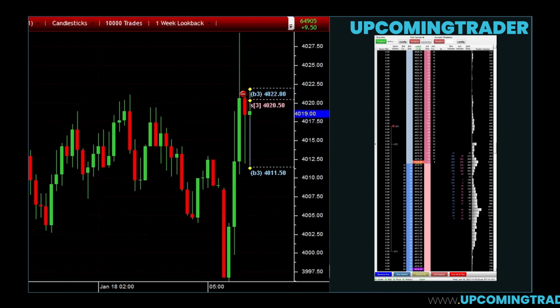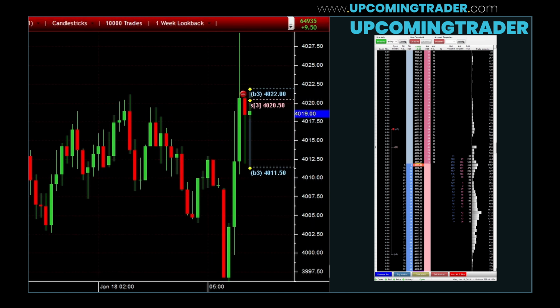Ascending triangles are bullish patterns that are characterized by a flat upper resistance line and rising support. When the price eventually breaks above the resistance line, an increase in volume confirms the breakout. This increase in volume shows that buyers have gained enough strength to push the price higher.